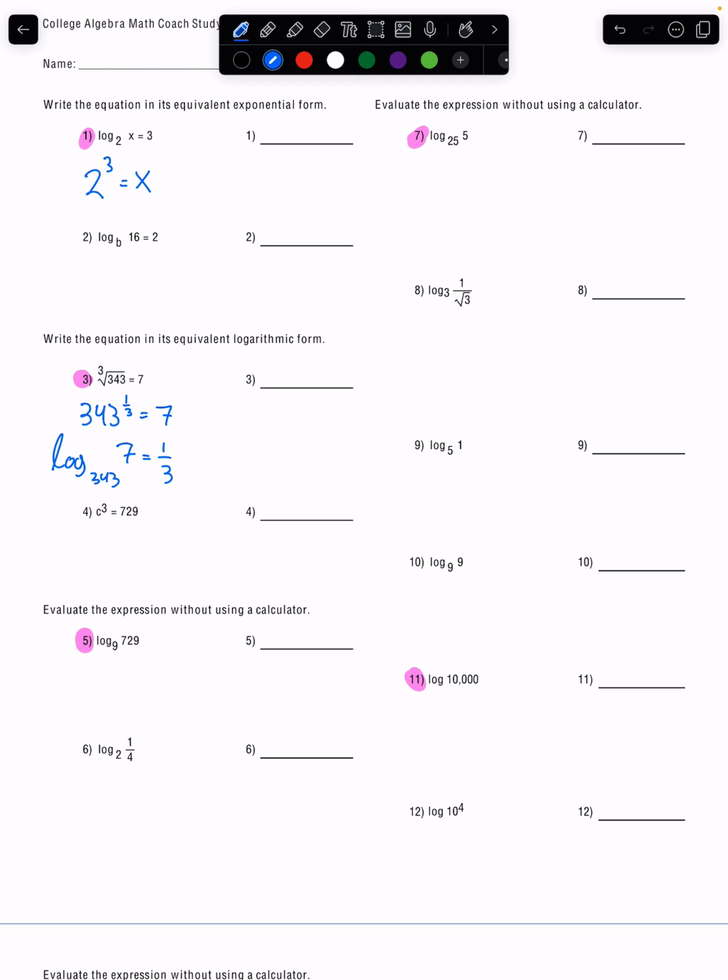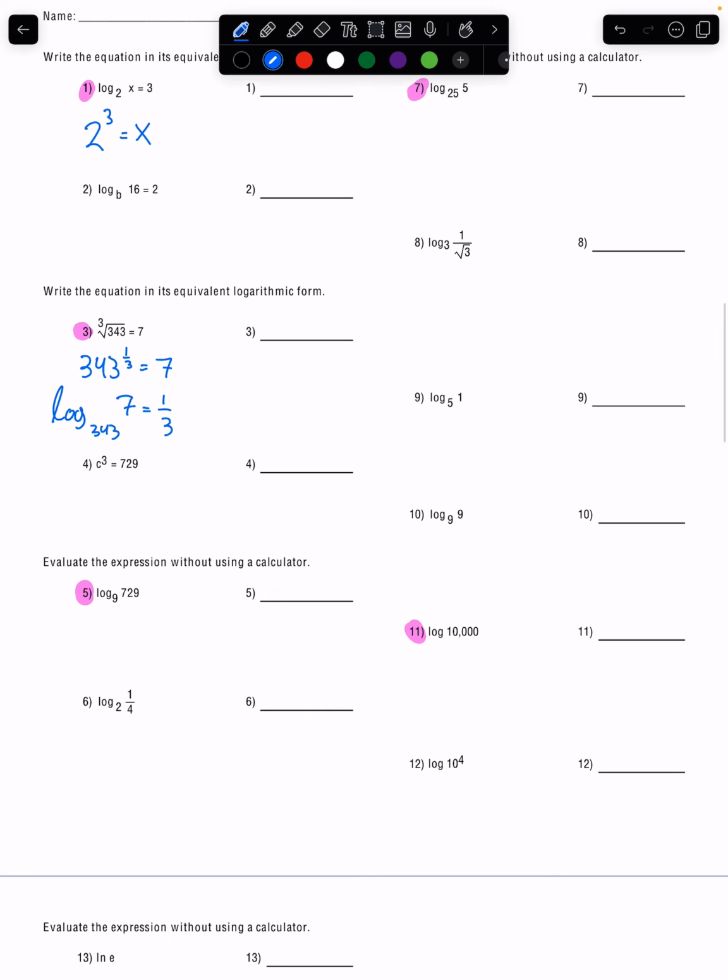Sorry, allergies. For number 5, it says evaluate the expression without using a calculator. So let's see, how do we want to approach this one? Simplest way to do this would be to move the 729 to the other side. So it'd be like 9 raised to what is equal to 729. It's almost as if there was an x there, and that was the x.